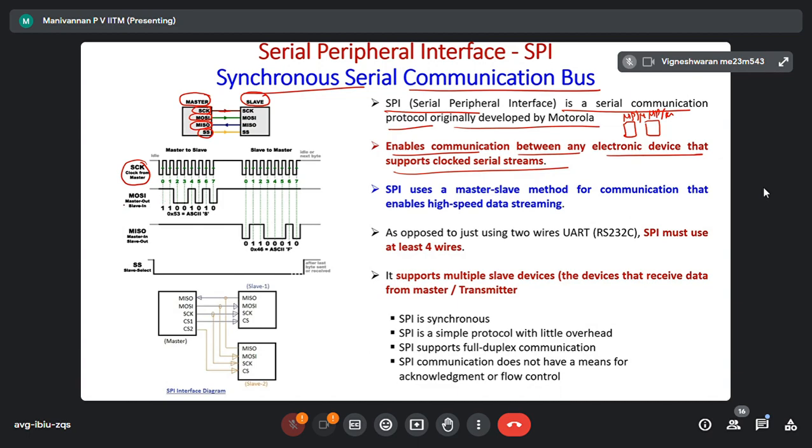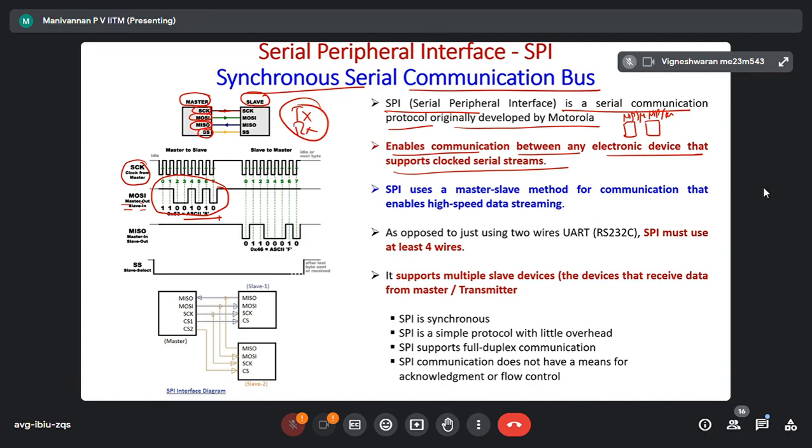It is the short form of master out, slave in. Master out means the master is transmitting data. This is my data. What is the data? 11001010. I am transmitting 8-bit data. So this is the master. Who is transmitting? Master. Master output, slave input. It is like the transmit and receive signals in RS-232, similar to that.